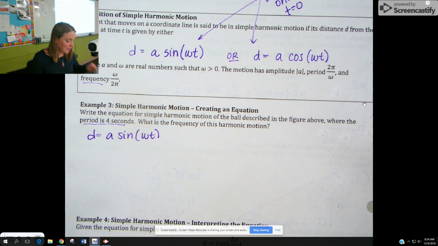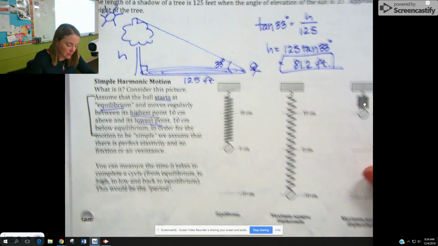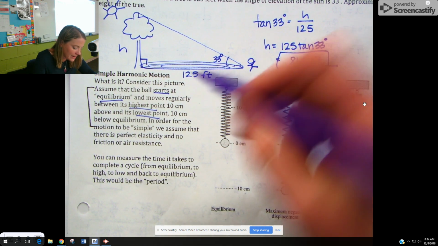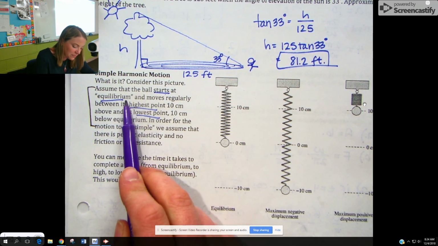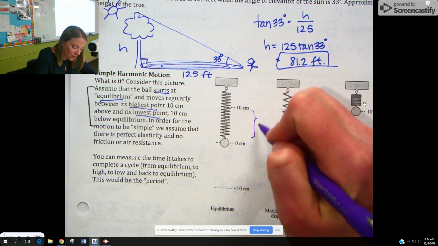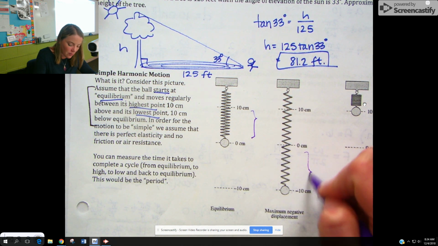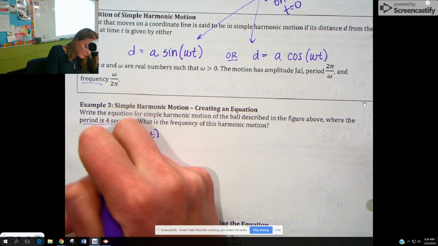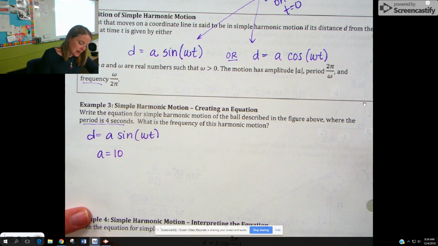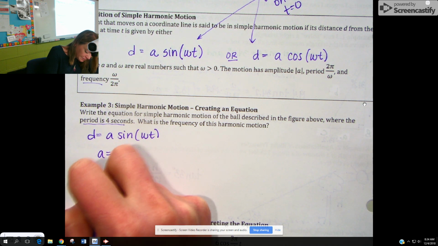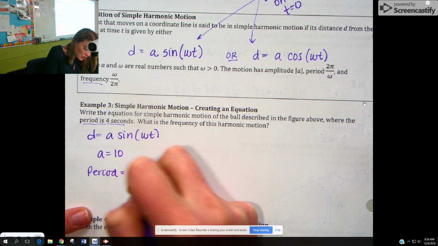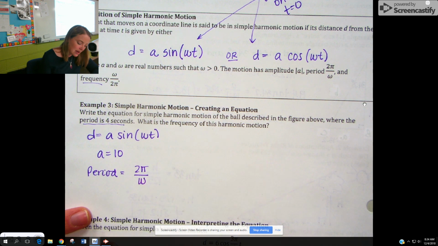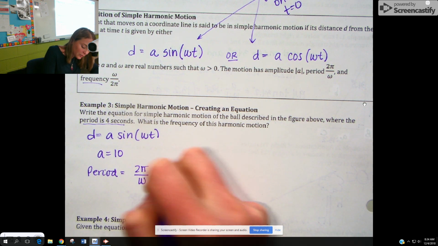If you look at that front picture, here I've got another copy that I can throw on top here. It said that we were starting at equilibrium, and if we look at our picture, we are going up 10 units and we are going down 10 units. That makes my amplitude equal to 10. And your period can be calculated as 2 pi over omega. I actually know the period, it's 4 seconds.